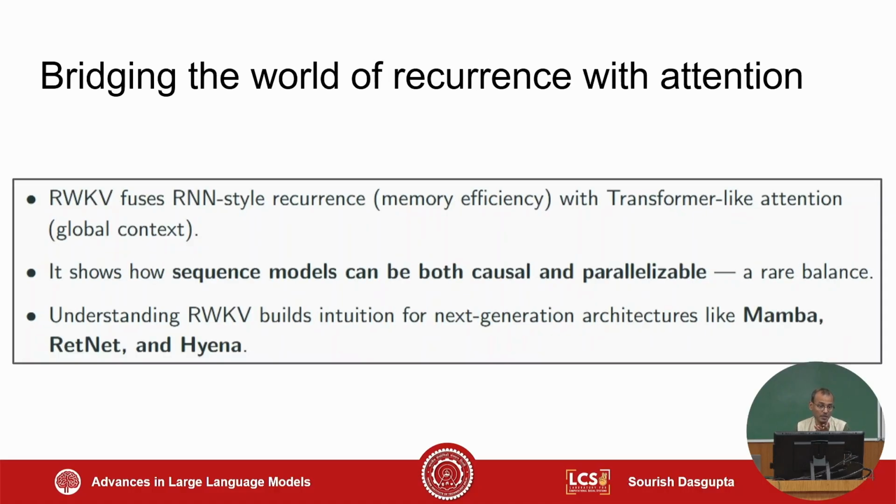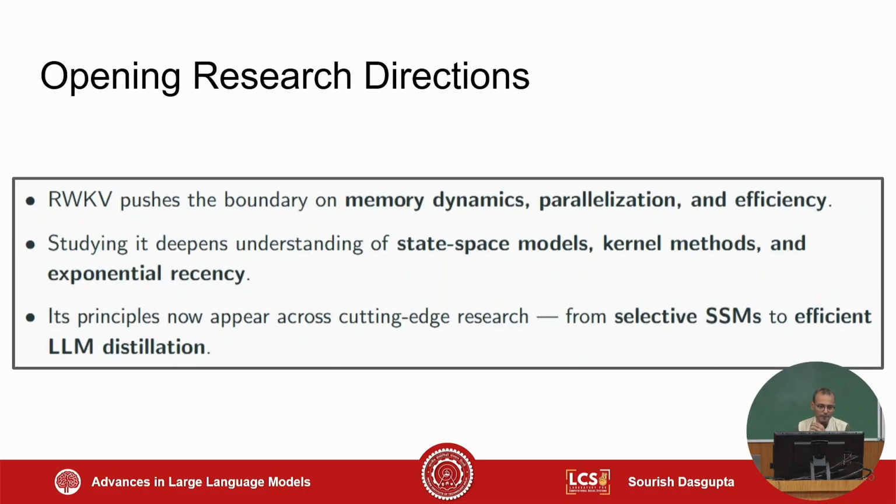However, as I said, it's bridging the world of recurrence with attention. So that was the entire idea. It also sets a stepping stone towards state space machines, including S4, Mamba, and all the other variations of Mamba and Hyena and so on. That's why I felt you should understand RWKV and its limitations, and only then can you go to the next real deal, which is state space machines, which we are going to discuss today, right?